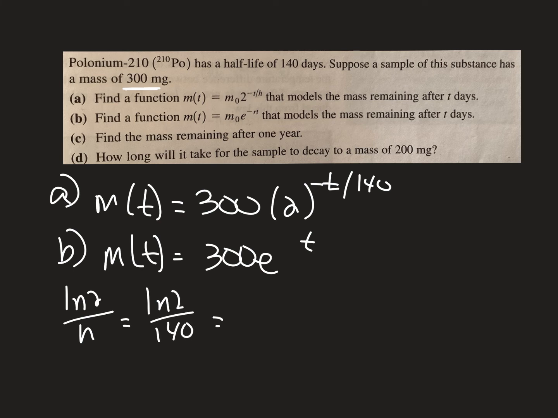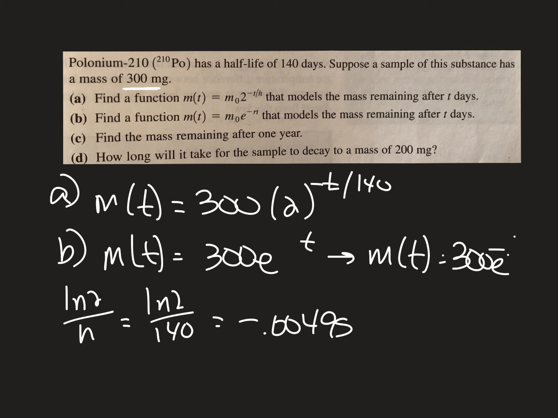Punch that in your calculator, natural log 2 divided by 140. This looks like it's about negative 0.00, and it's going to be negative every time, 495. I didn't leave myself enough space. So my second formula, part B, is 300 times e to the negative 0.00495 t.